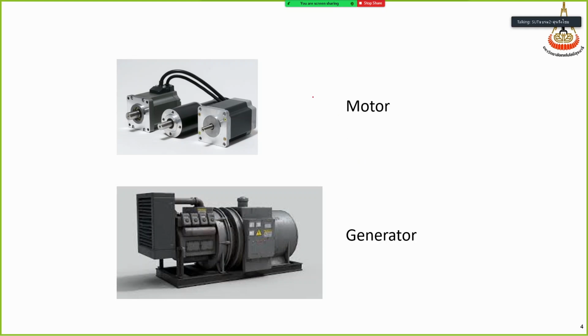So for motor, we just transform electrical power into mechanical power, right? P electrical into P mechanical to move this shaft, right? And for the generator, we change the power from the engine, the mechanical power P mechanic, to send the electric, right? The current and the voltage to send the electric, or we call this a generator.